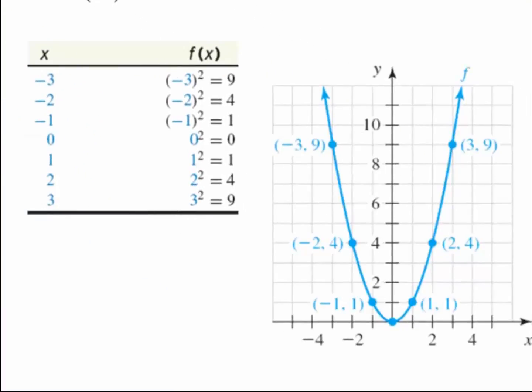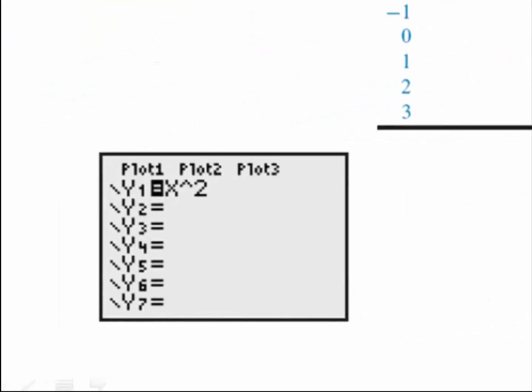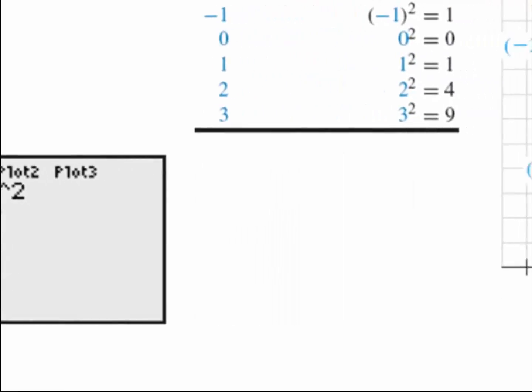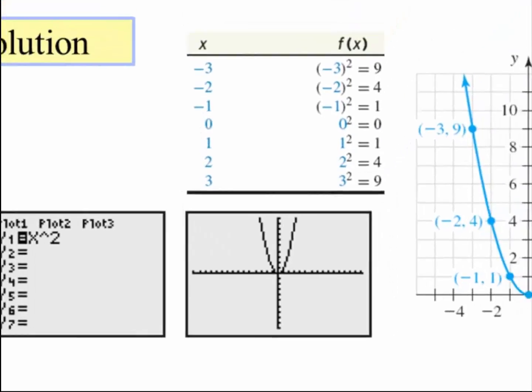Using graph paper, we can plot these x-y coordinates, and this is what the graph of a quadratic function looks like. We call this a parabola. Using the graphing calculator, we type in x squared into y equals and hit graph, and we have our parabola.